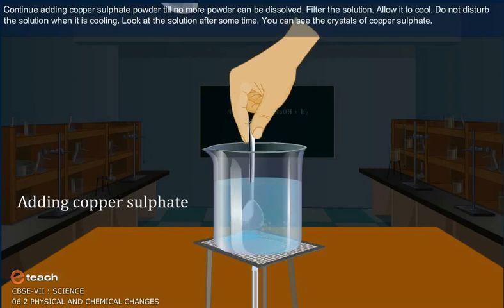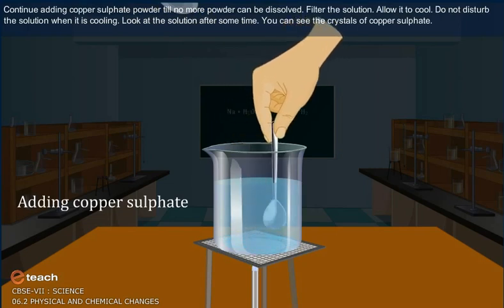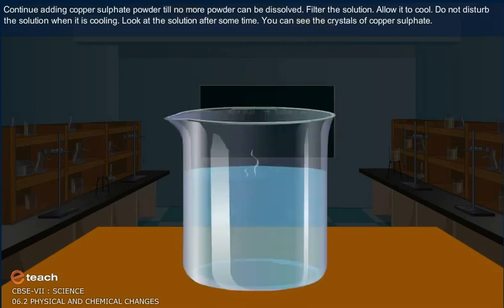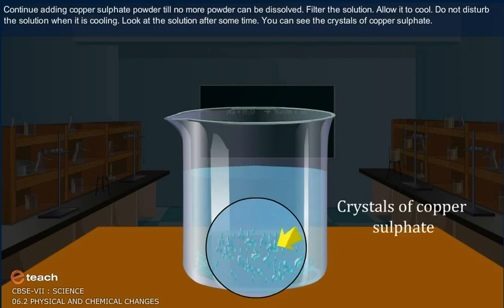Continue adding copper sulfate powder till no more powder can be dissolved. Filter the solution. Allow it to cool. Do not disturb the solution when it is cooling. Look at the solution after some time. You can see the crystals of copper sulfate.